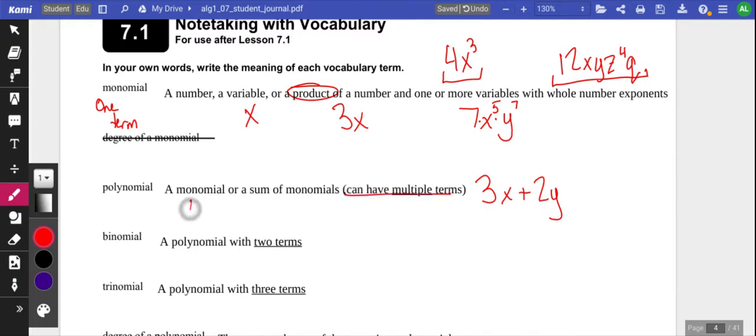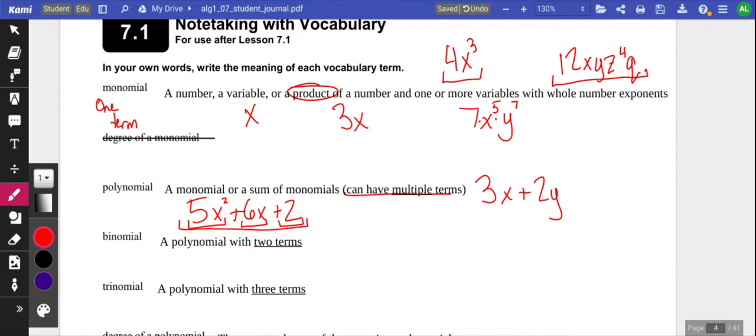So something like 5x squared plus 6x plus 2. You're going to see a ton of things that look like that in this chapter. You've got multiple terms. This is a term. This is a term. Remember, the terms are what's broken up by those addition and subtraction signs. 5x squared plus 6x plus 2, that's how you know it's a polynomial.